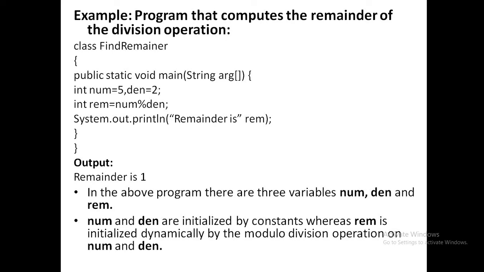So here the System class and its out object are being used in the output statement, and we have obtained the output, that is, remainder is 1 in the above program. There are three variables num, den and rem which are integers. Num and den are initialized by constants in the declaration itself, whereas rem is initialized dynamically by the modulo division operation that is carried out on the integers num and den.